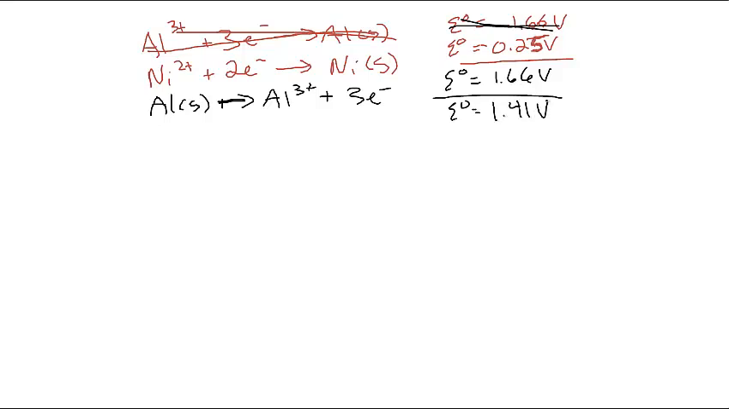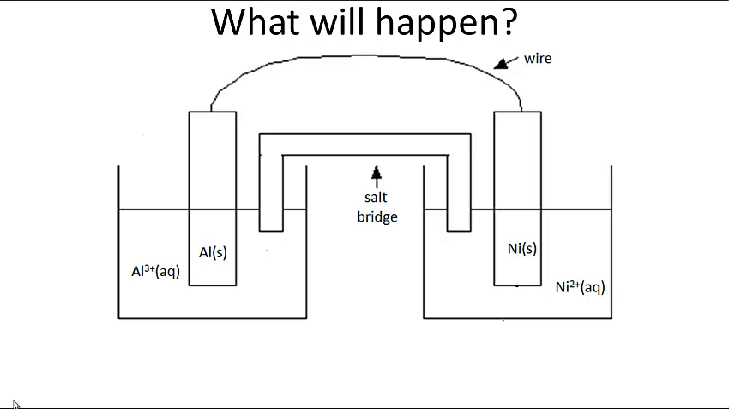Okay, did I do my math right? So let's go back now. Let's say which one is being reduced and which is being oxidized. Al is oxidized. Ni is being reduced. What does that mean? What side is this? What do we say that is? Anode, it's an ox.